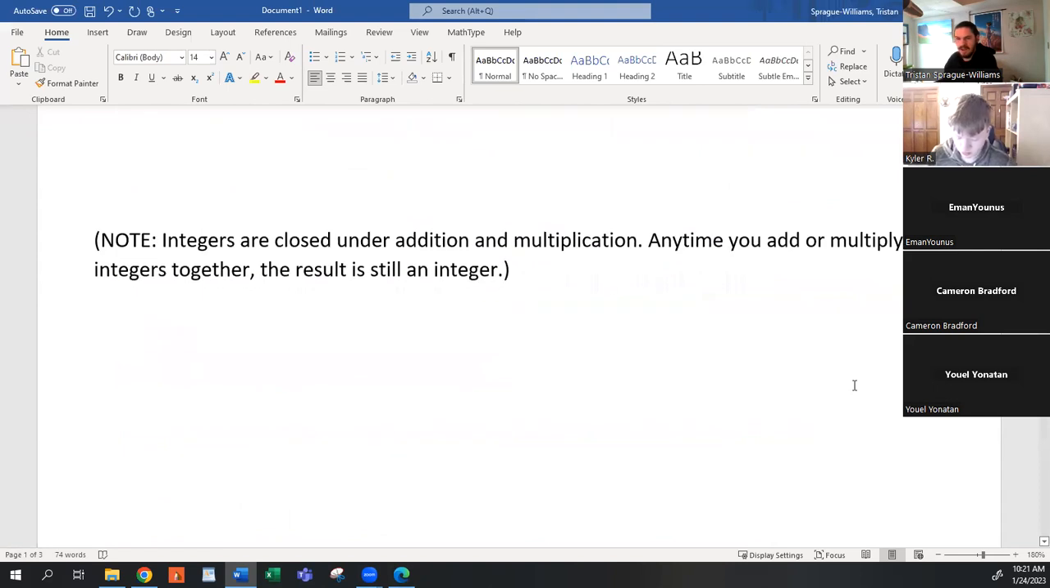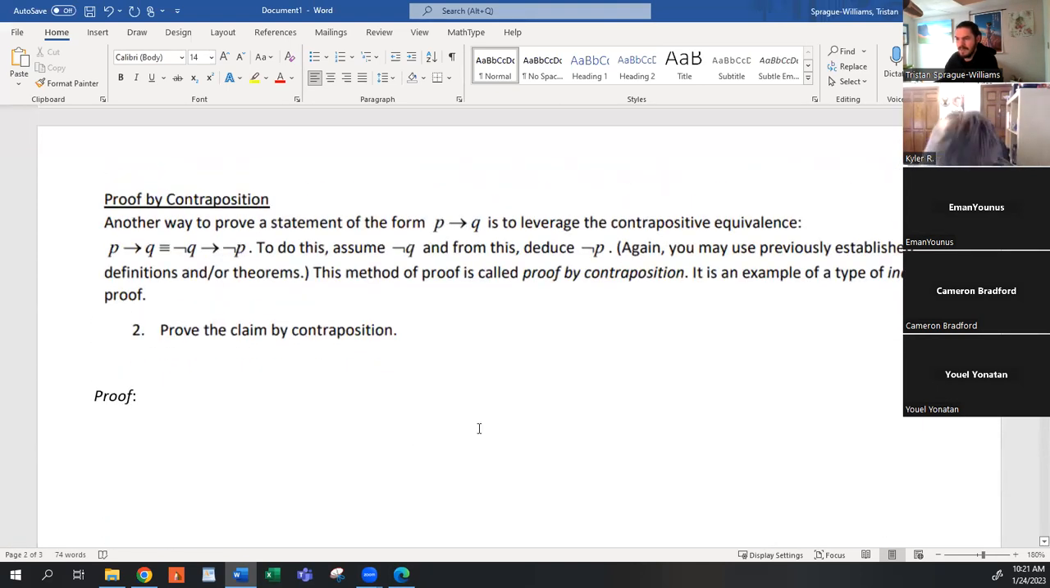Let's try the next one. Proof by contraposition. Okay, so this is an alternative strategy to prove a statement of the form P implies Q. We're just going to leverage the equivalence. P implies Q is equivalent to not Q implies not P. So basically, if we want to prove that P implies Q, we can begin our proof by assuming not Q, and then work towards deducing not P.